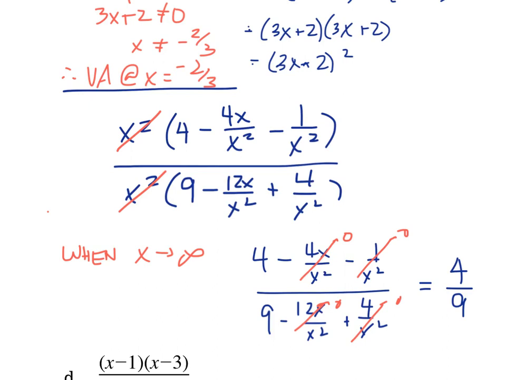And in fact, if we were to graph this, we would see that the horizontal asymptote occurs at 4 over 9. Now the thing to ask ourselves is, is this true also when x approaches negative infinity, right?